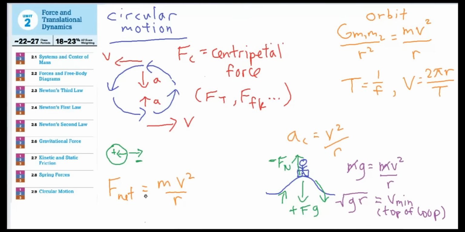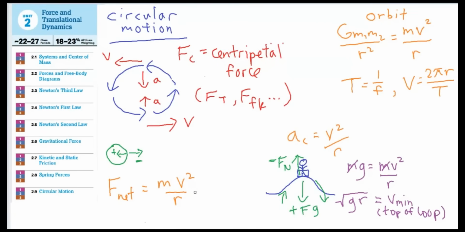Also, the net force does equal m times a, but a in circular motion is a v squared over r value. So the centripetal acceleration of v squared over r is then subbed in over here for the regular old linear acceleration, and then F net equals mv squared over r.